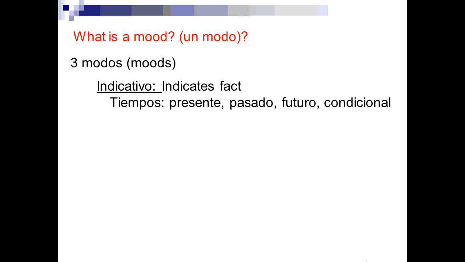El presente, the present tense. Pasado, which is the preterite and the imperfect. Futuro, condicional. We also have el presente perfecto y el pluscuamperfecto. This is pretty much what you've been doing for the last 2 years or 2.5 years in Spanish.